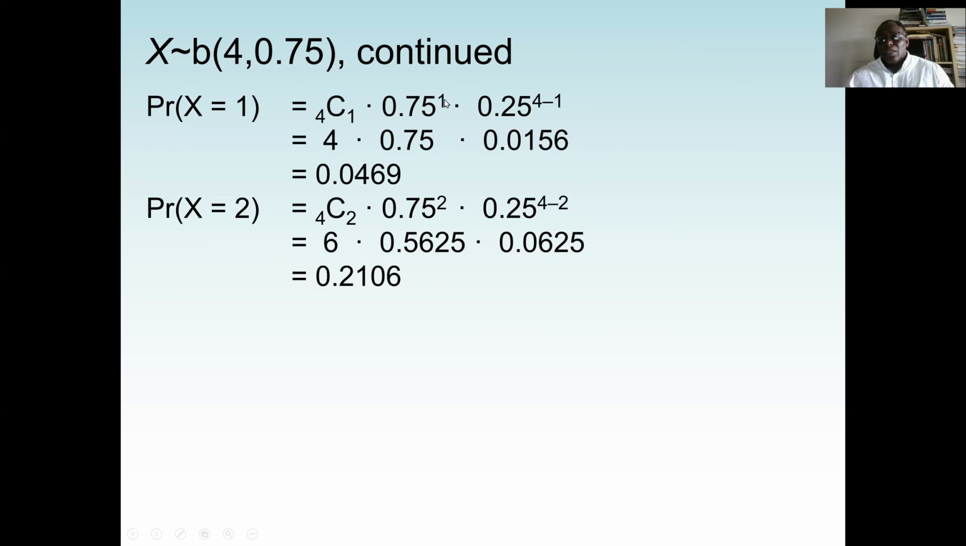Then here it's raised to the power 1, so that will give us 0.75. Now we can use our calculator to find 0.25 raised to the power 3, which will give us 0.0156. Multiply the 3 values here, 4 times 0.75 times 0.0156, and that will give me 0.0469.